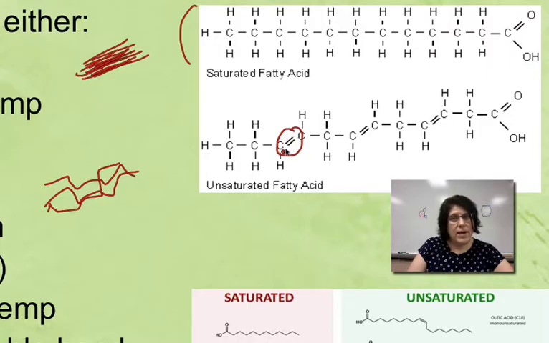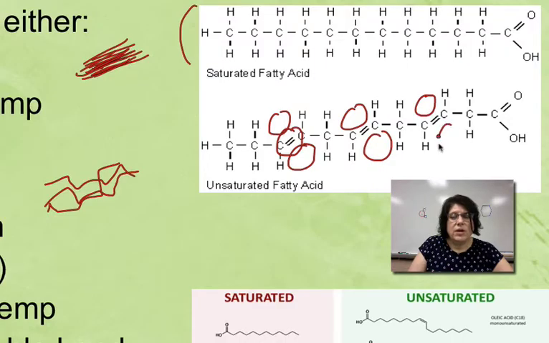When you have a double bond between carbons, you also lose the hydrogens. So remember, in the saturated, it was full. If something is saturated, it's full of something. This is full of hydrogens. Down here, you might notice, all of a sudden there are spaces where there are no hydrogens. That is why this is called unsaturated. It's not full. Those kinks or bends make it have a different kind of shape.